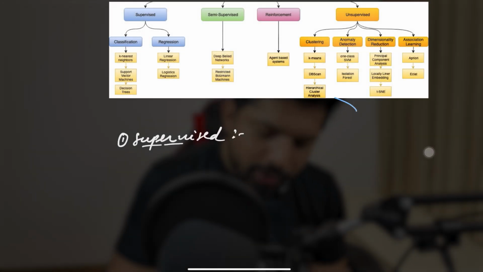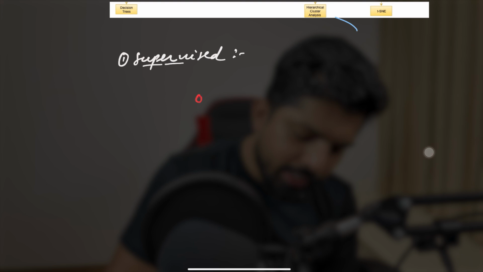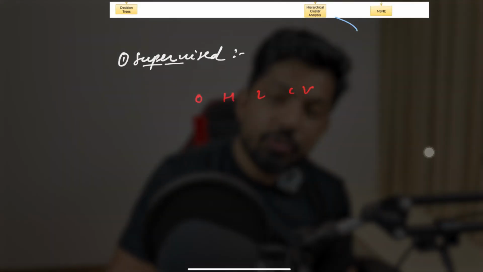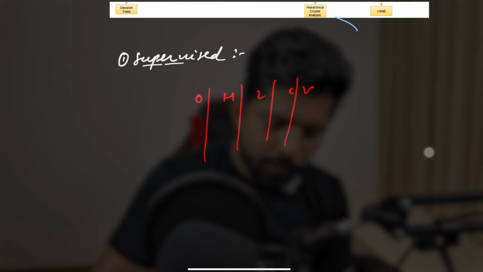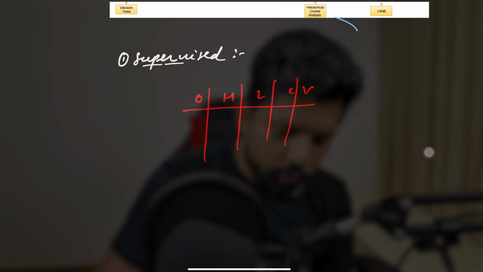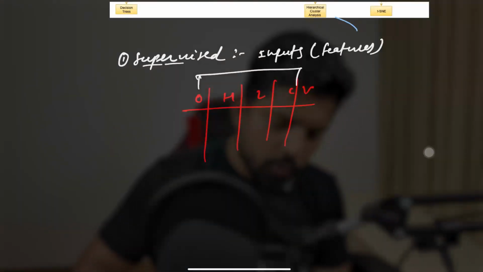So let's understand the first type, which is supervised learning. Supervised learning involves training a machine learning model based on labeled datasets. What is the meaning of label? Let's say we have a dataset which has the data OHLCV, which we have discussed earlier: open, high, low, close, and volume, right? And these are known as the inputs and also known as the features, which we will understand in detail in upcoming videos.